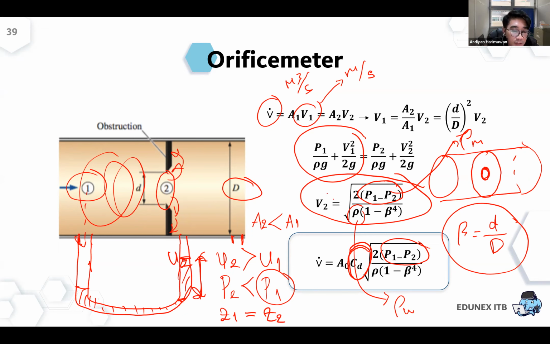Okay, this is the velocity at point 2, and then this is the flow rate. Flow rate is cubic meters per second. So you have to multiply the velocity by the orifice area, the area of the small hole. This is AO. It means orifice area. Okay, any other question?